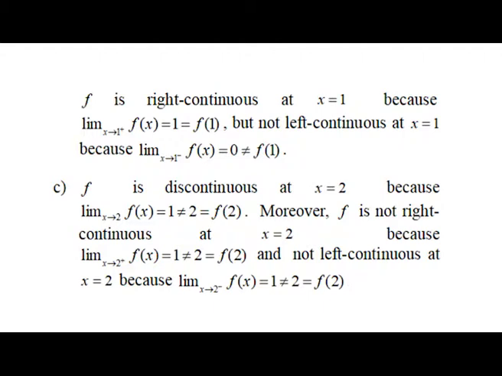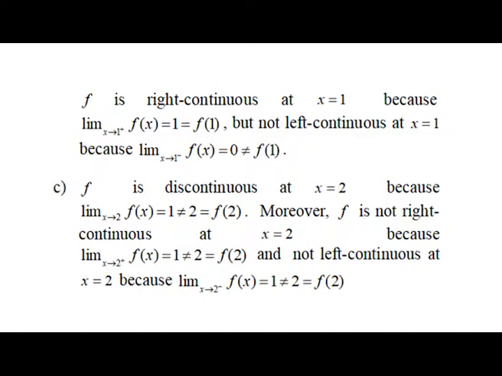F is right continuous at x equal to 1 because the limit of f of x as x approaches 1 from the right equals 1, which equals f of 1, but not left continuous at x equal to 1 because the limit of f of x as x approaches 1 from the left equals 0, which is not equal to f of 1. F is discontinuous at x equal to 2 because the limit of f of x as x approaches 2 equals 1, not equal to 2, which is f of 2.